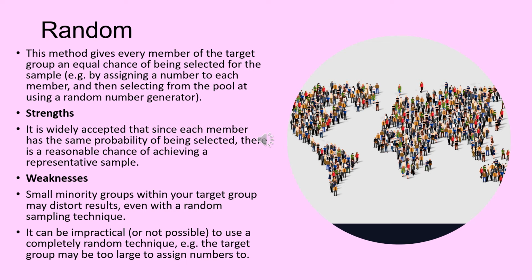There are different types and methods of sampling. This video will cover random, opportunity, and volunteer sampling. Random. This method gives every member of the target population an equal chance of being selected for the sample by assigning a number to each member and then selecting from the pool using a random number generator. A strength of this is that it is widely accepted that since each member has the same probability of being selected, there is a reasonable chance of achieving a representative sample.